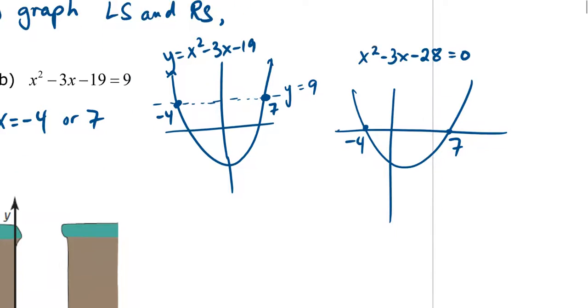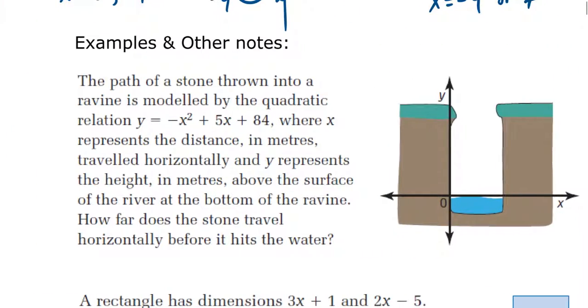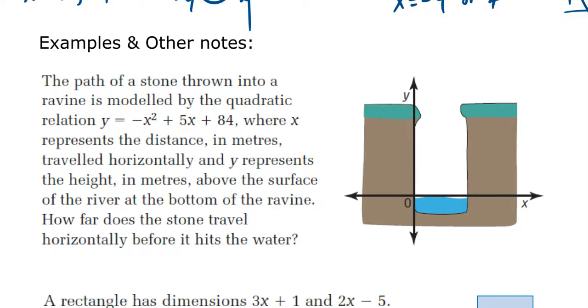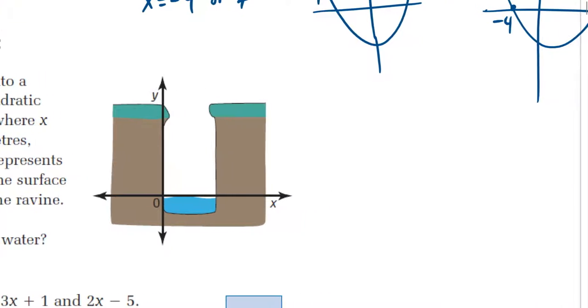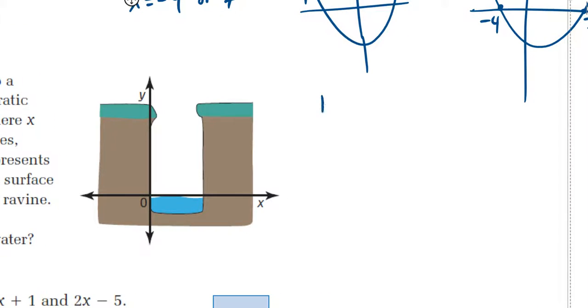All right, other examples. The path of a stone thrown into a ravine is modeled by the quadratic y equals negative x squared plus 5x plus 84, where x represents the distance in meters traveled horizontally and y represents the height in meters above the surface of the river at the bottom of the ravine. How far does the stone travel? So the bottom of the ravine is when you have y equals 0. So let's make a note of that.